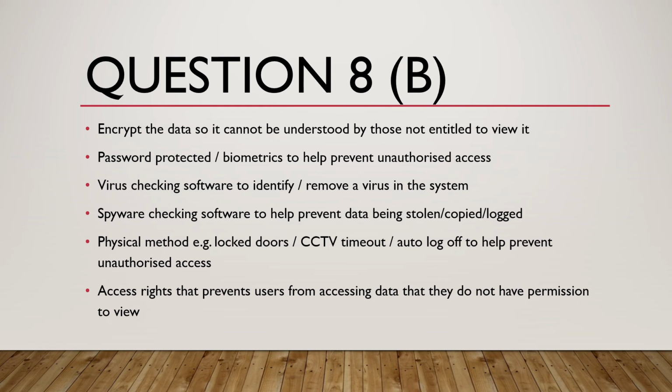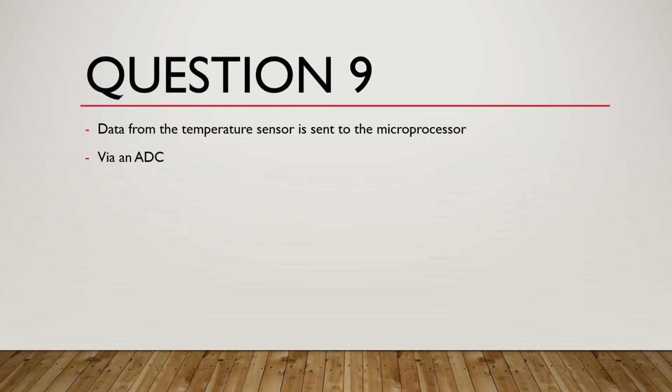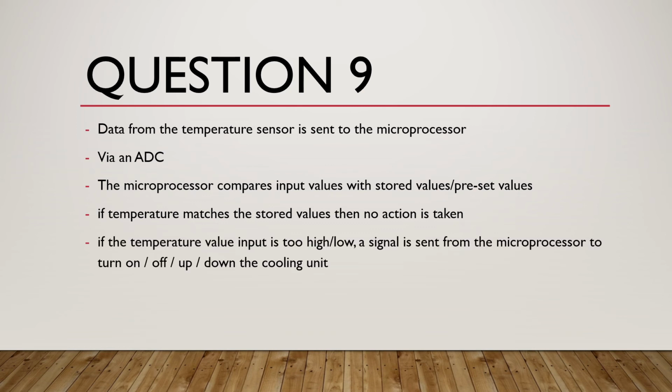Question number 9. A cold storage is kept at a constant low temperature using a sensor, microprocessor, and cooling unit. Explain how the sensor and the microprocessor will maintain a constant low temperature. Data from the temperature sensor is sent to the microprocessor via an ADC. The microprocessor compares input values with stored or preset values. If the temperature matches the stored values, then no action is taken. If the temperature value is too high or low, a signal is sent to turn on, off, up, or down the cooling unit via a DAC.